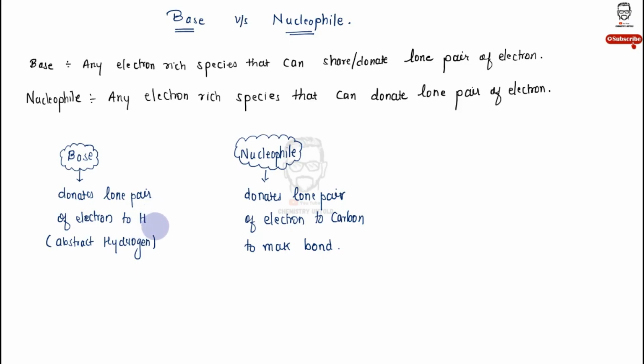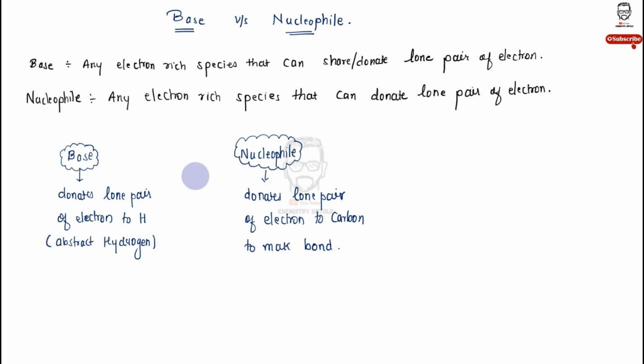Hello everyone. In this video, let us try to understand the basic difference between a base and a nucleophile. I already made a video in which I discussed Lewis base and basicity. These two terms, base and nucleophile, are usually confusing. Students usually get confused between a base and a nucleophile.